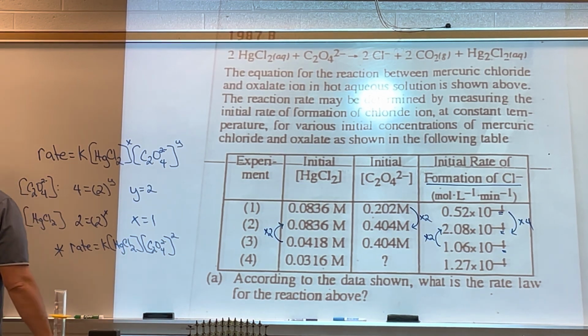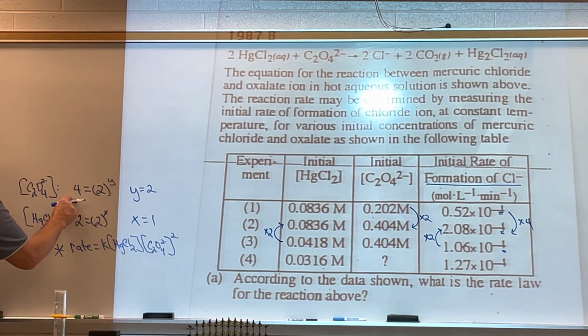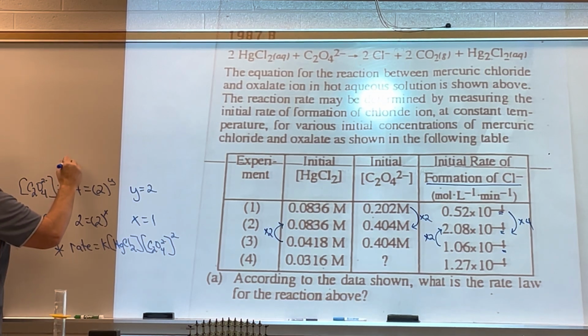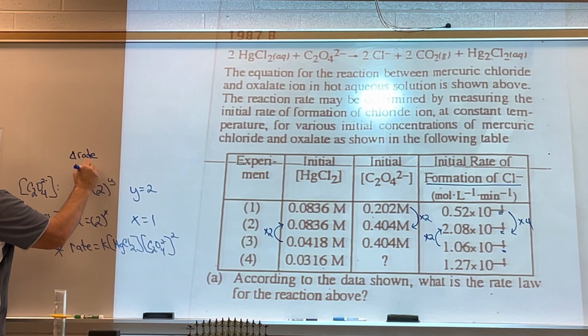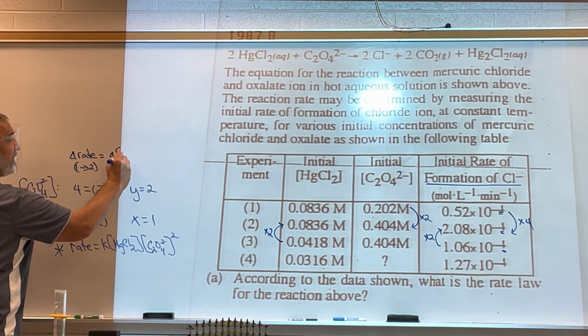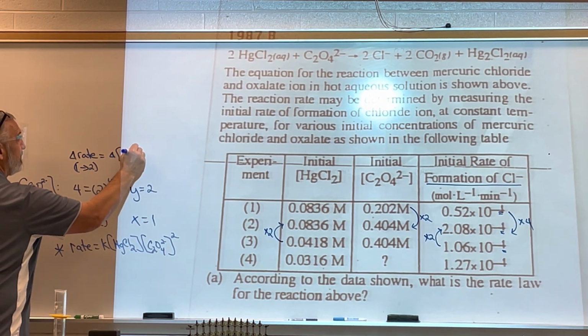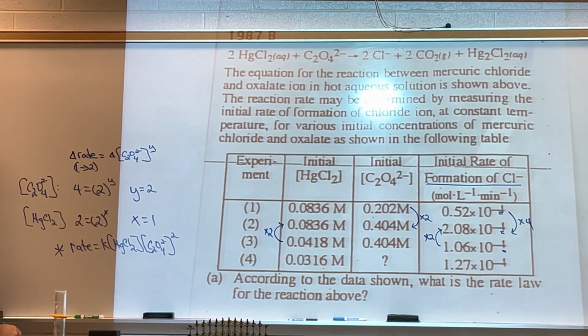Now, I just want to clarify, because I'm really kind of taking a shortcut. If I'm doing this, and I want to just start showing my work, the first thing I want to do is say the change in rate. On this one, I would say the change in rate from 1 to 2 is equal to the change in the concentration of C2O4 2 minus to some power y. And then I would go to here, okay?